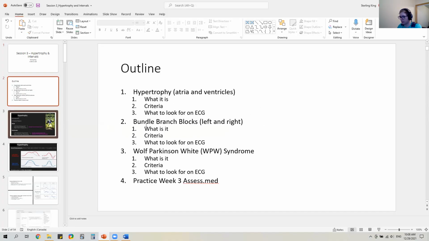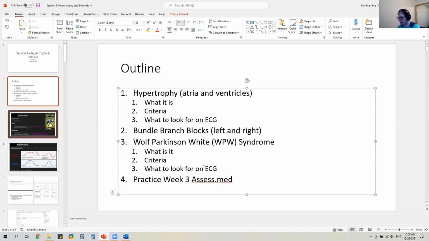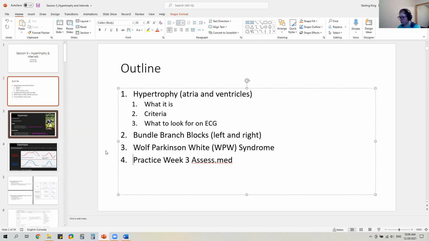All right, so hypertrophy and intervals. Our outline for today is we're going to talk about the hypertrophy of the atria and the ventricles, what it is, the criteria, what to look for in ECG. This is probably a little bit redundant, but same idea for each of these. Then we're going to look at bundle branch blocks, left and right. Wolff-Parkinson-White syndrome, since it's very similar in appearance to a bundle branch block in a couple of ways. And then we'll do some practice from the week 3 assess.med cases.